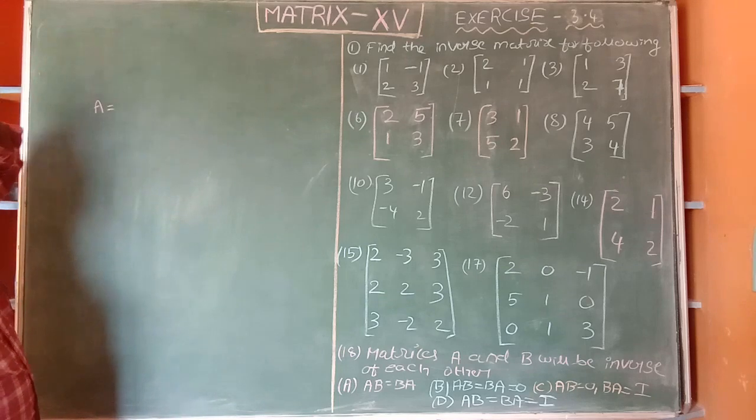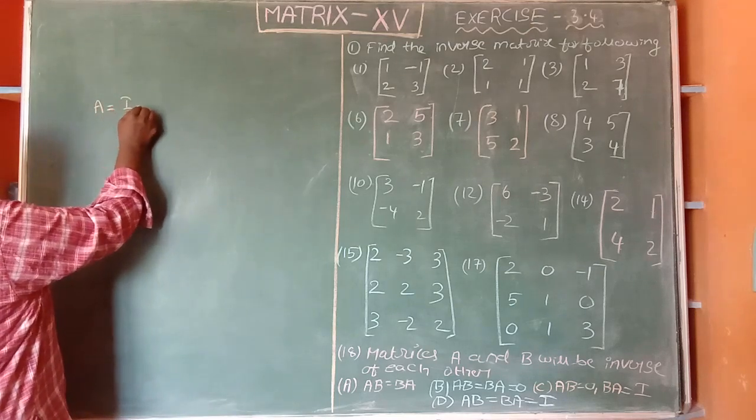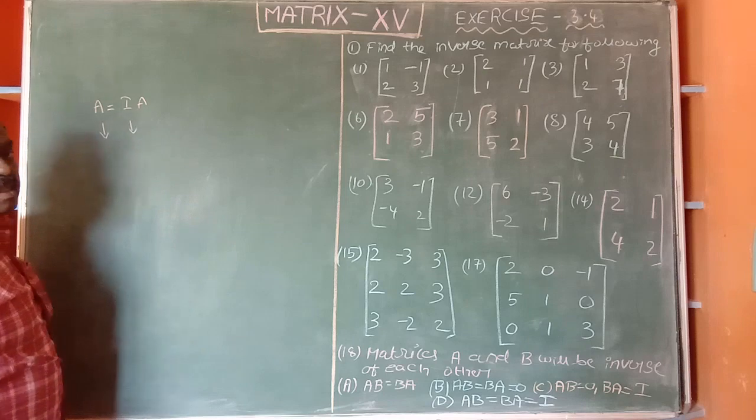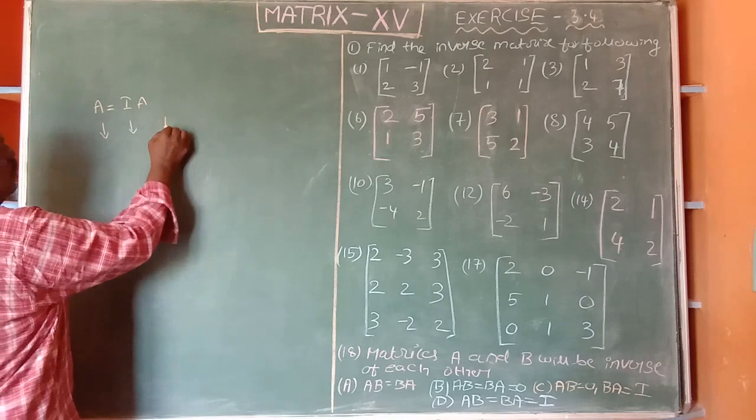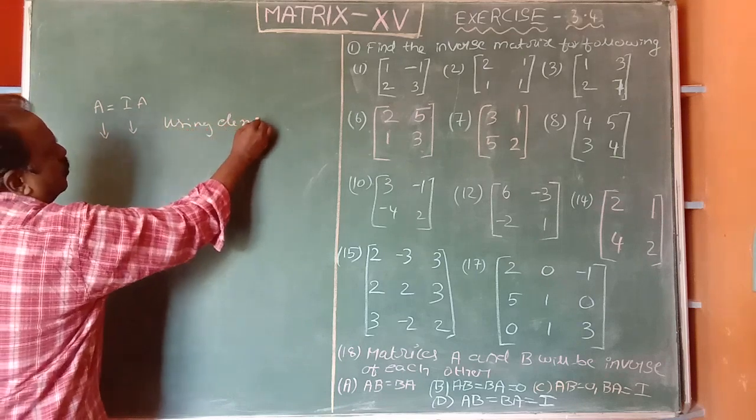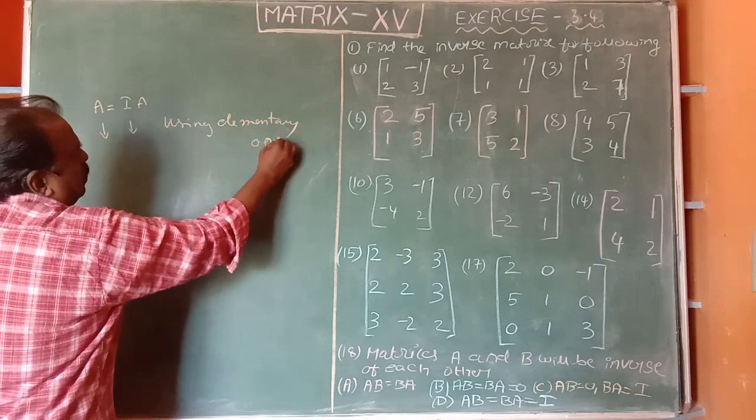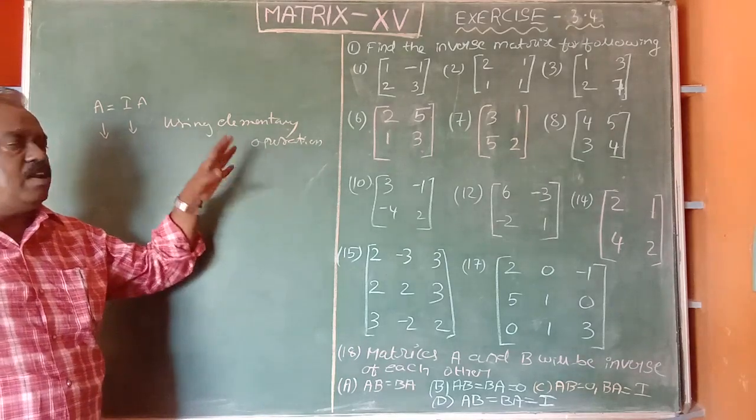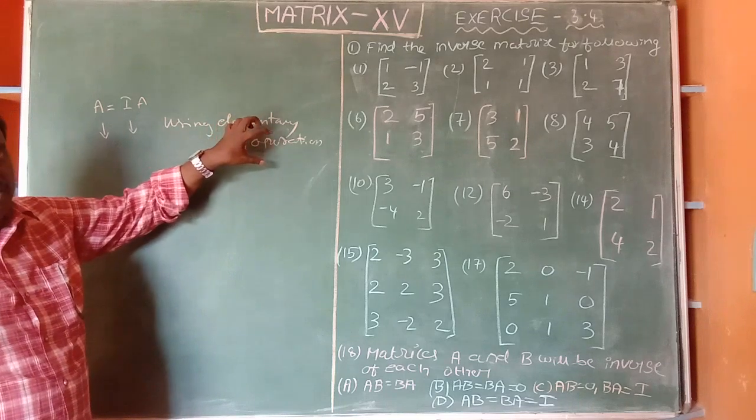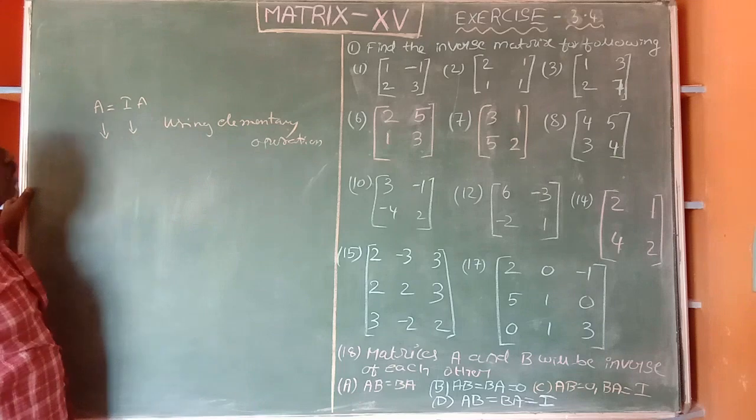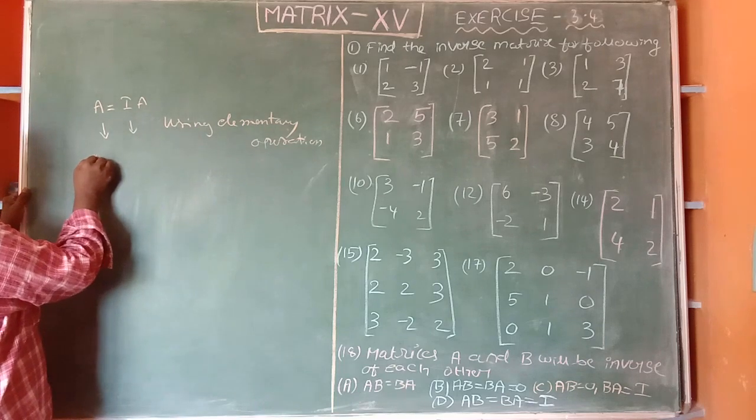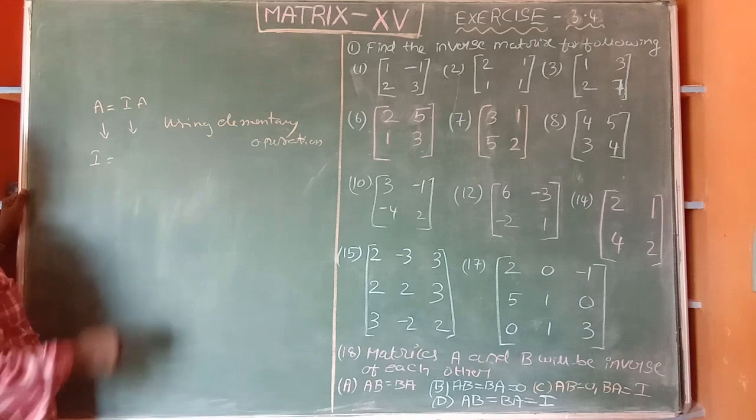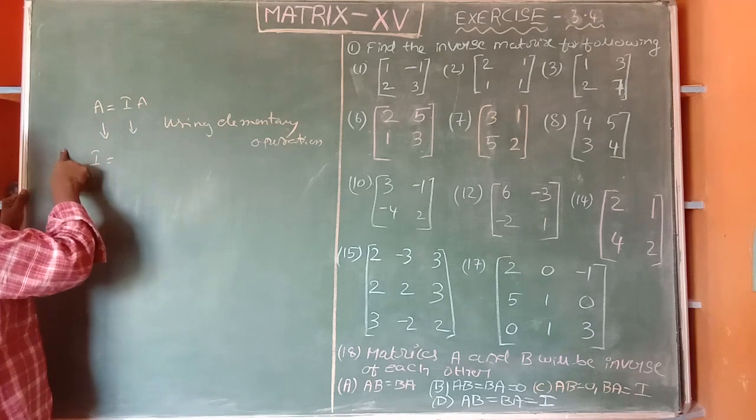A is a given matrix like that. Then A is equal to I into A. By using the elementary operations, the elementary operations are there. In the elementary operations, row is there, column also is there, but commonly we apply the row. By using those elementary operations, A will become I. On both sides, we are applying the elementary operations. By using those operations, A will become I.